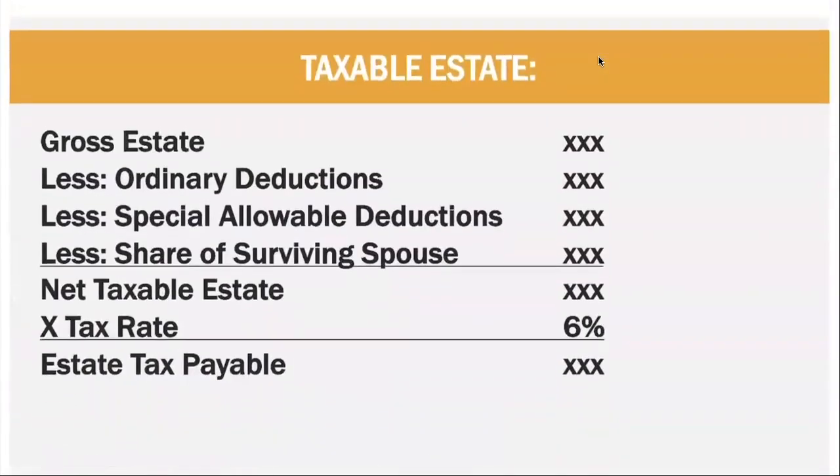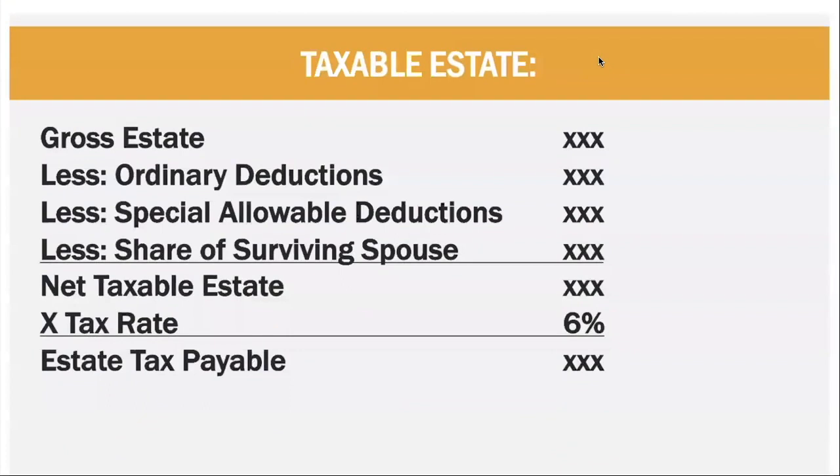We go now to your taxable estate. For your gross estate, we're done with that. Ordinary deductions, we're done with that. Special allowable deductions, we're done with that. Share of surviving spouse, we're done with that. We get now your net taxable estate. You multiply it by your tax rate, 6%, and we get your estate tax payable. So after knowing all of these items, you just multiply it by 6% and you have your estate tax payable.